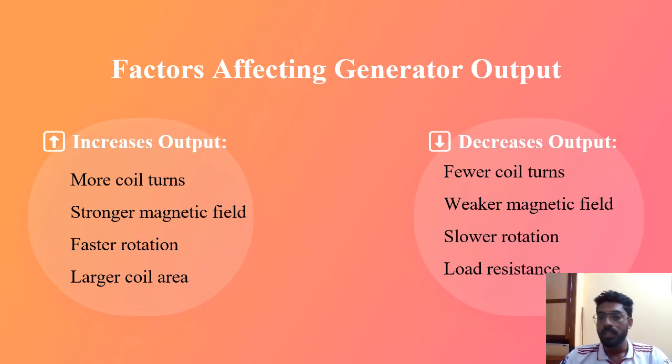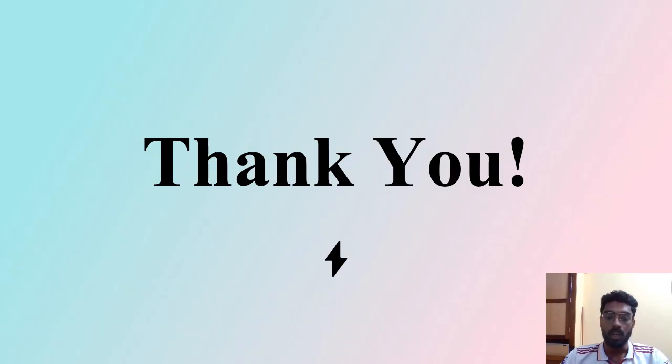The factors affecting the generator output are basically the rotation of the armature and the number of turns or coils used. These are the basic factors that affect the amount of power generated. Okay, that's all about the AC generator.